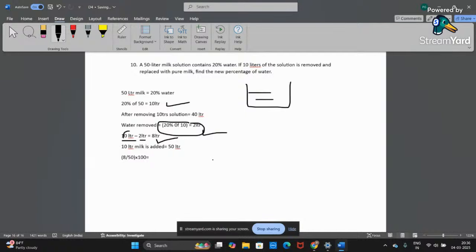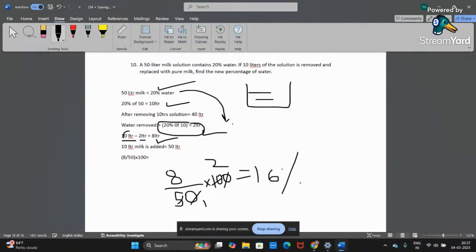So now we need to find out the percentage. So it is 8 liters of water with a total of 50 liters of solution of milk and water, into 100. So the new percentage of water is 16. Before it was 20. The answer should be less than 20, because we are removing. So it should be always less than 20. So answer is here 16.